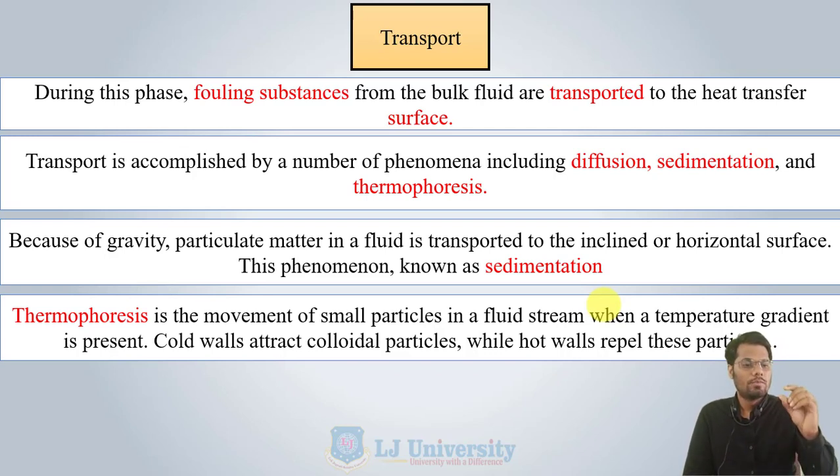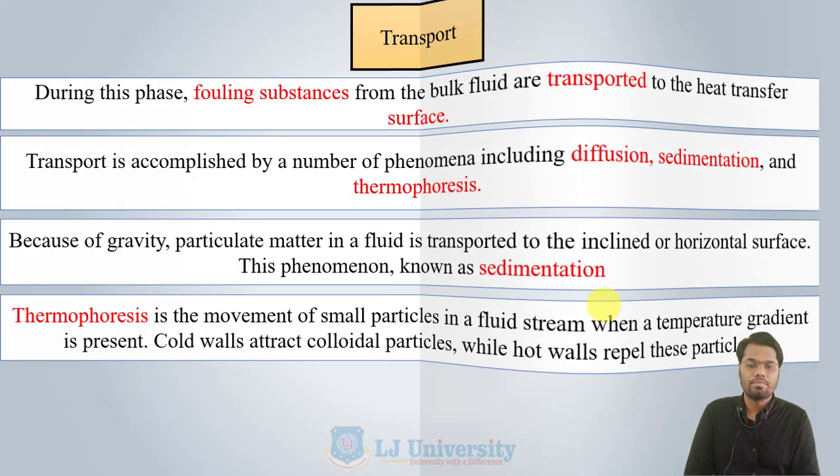Thermophoresis is the movement of a small particle in a fluid stream where a temperature gradient is present. Between the particle there is a cold wall whose temperature is low and a hot wall whose temperature is high. So the cold wall attracts the colloidal particles while the hot wall repels these particles. This phenomenon is known as thermophoresis.